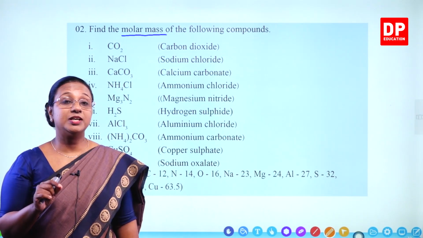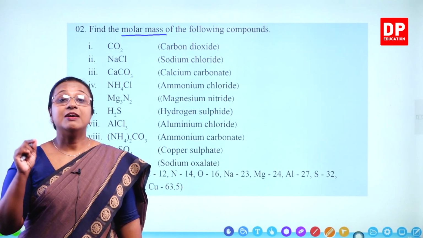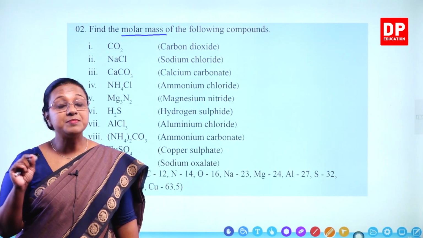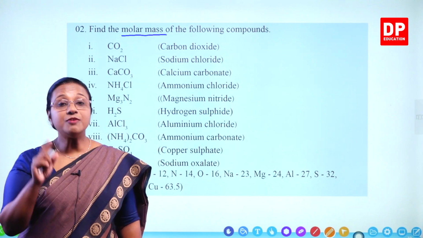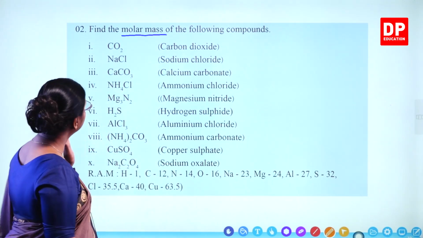That is equal to the relative atomic mass or relative molecular mass with the unit grams per mole. Mass of 1 mole of substance. So that is what we are going to do now.